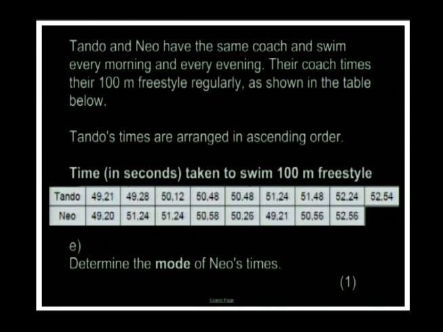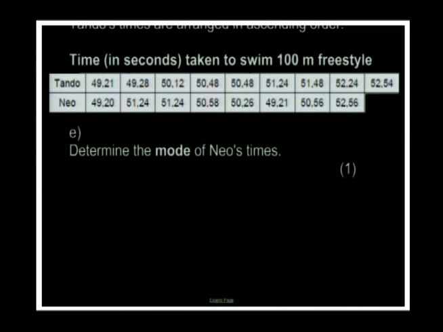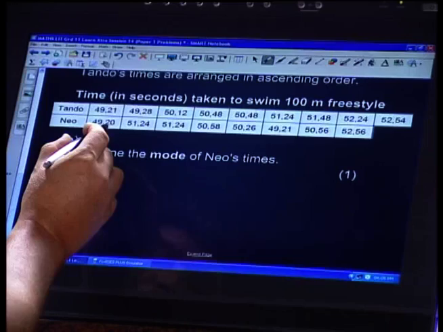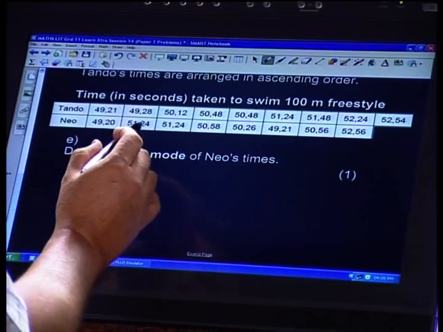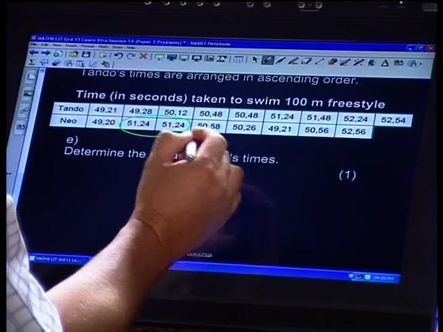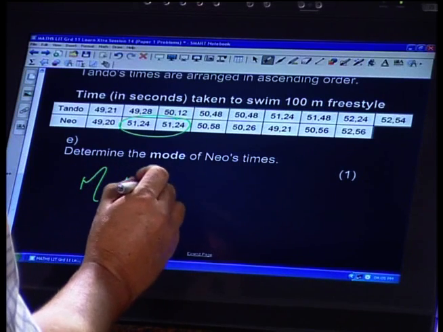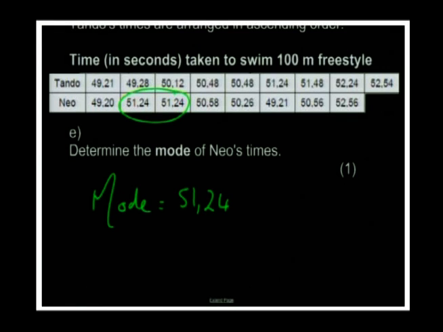Determine the mode of Neo's times. What does mode mean? Mode means most. Listen carefully. Median, middle, mode, most. So we want to know what time came up the most here. Neo's time, which one occurred the most? Well, we've got 49,2 and we've only got one of those. We've got 51,24 and you know what? I've got two of those. I've only got one 50,58. I've got one 50,24. I've got one of those, one of those. That's my mode. So my mode is 51,24. It's the one time that came up the most.